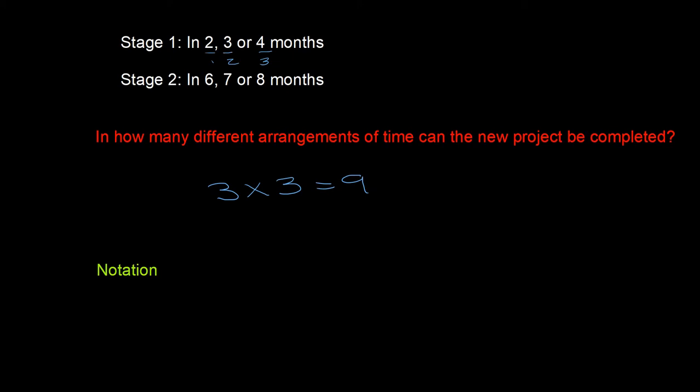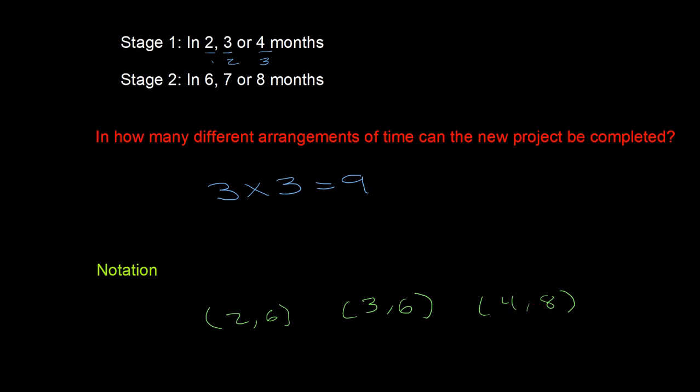So now let's use some notation. Let's say that this pair 2, 6 means that we took 2 months in the first stage and 6 months in the second stage. Or we can have 3, 6 or 4, 8 or whatever. Any combination of times in the first stage with the second stage. So that means that in our omega, in our sample space, we're going to have 9 different times. So we're going to have 9 pairs like this.